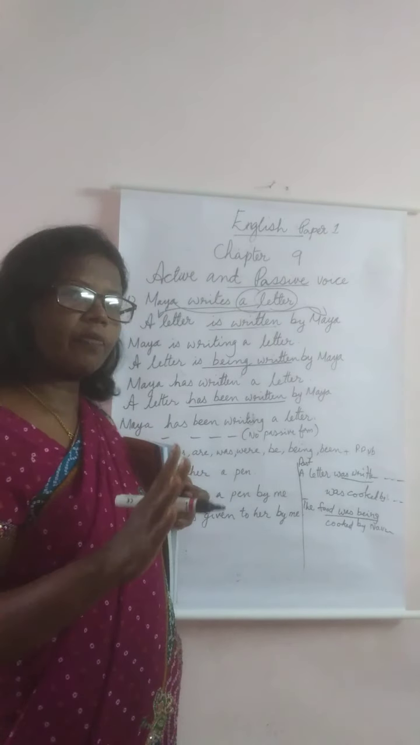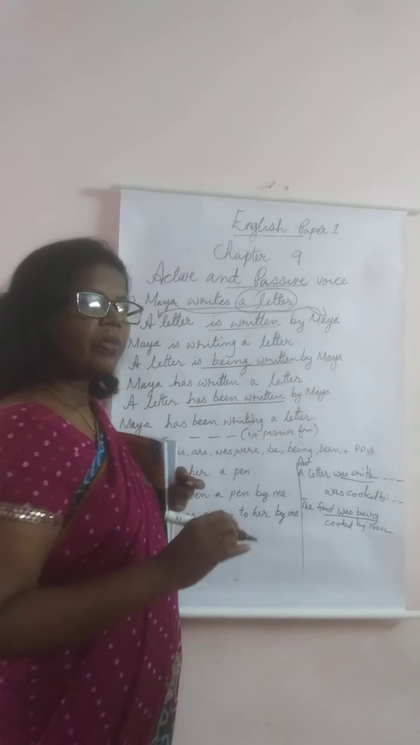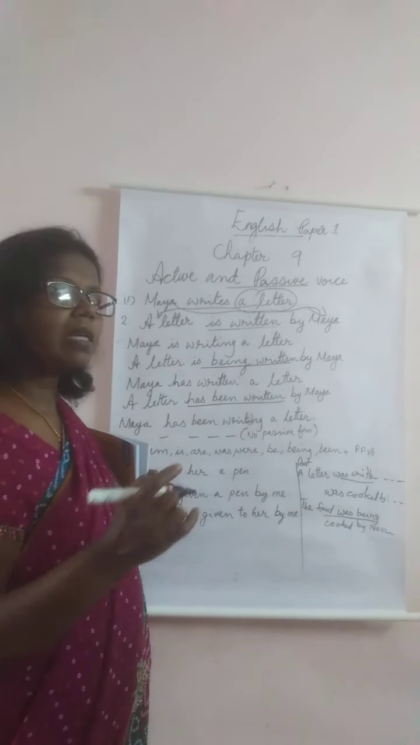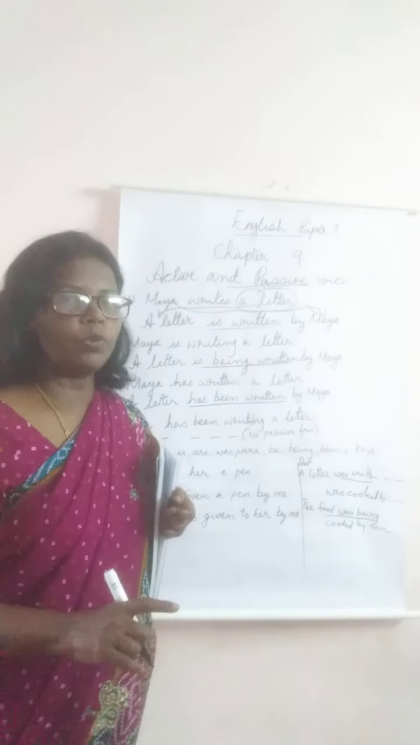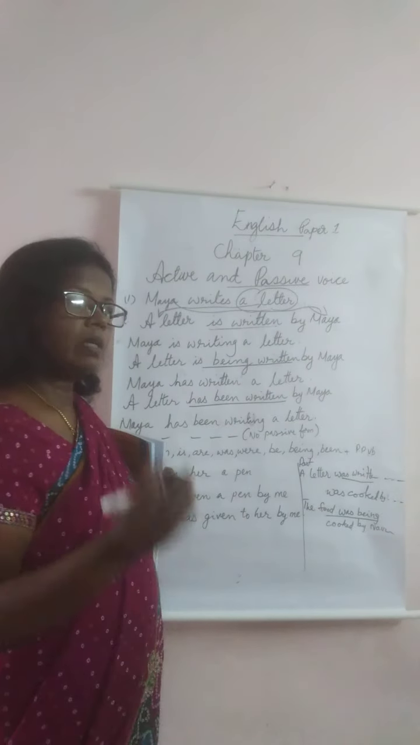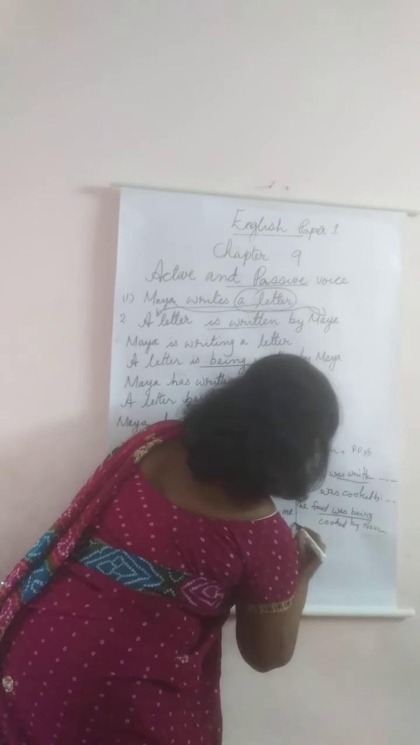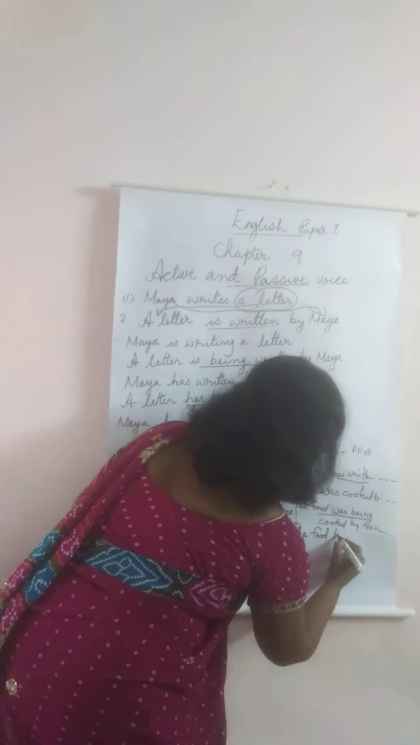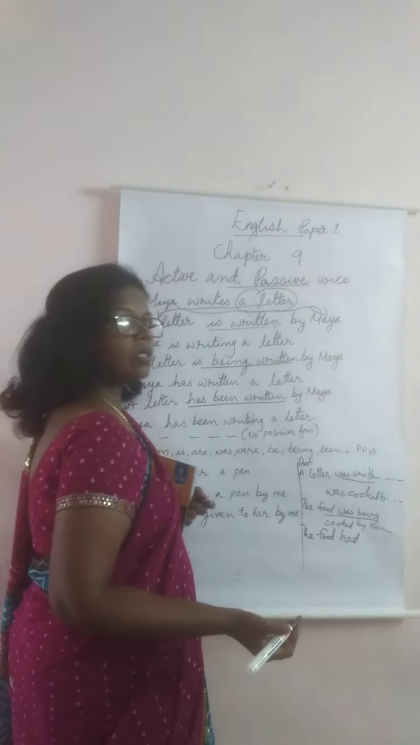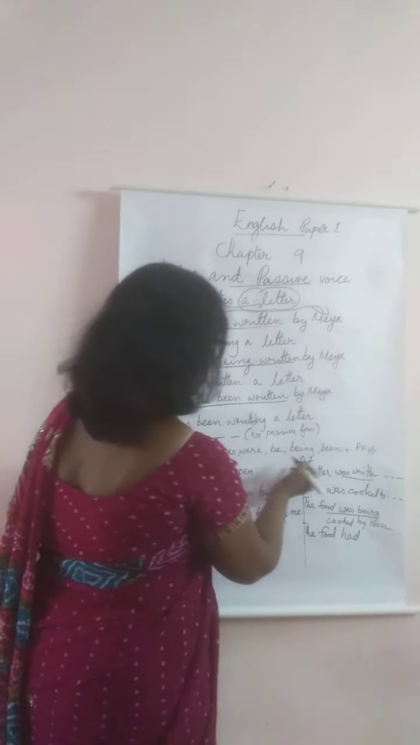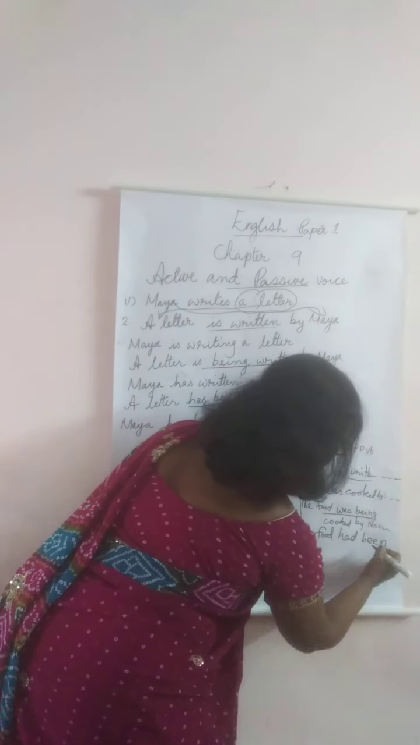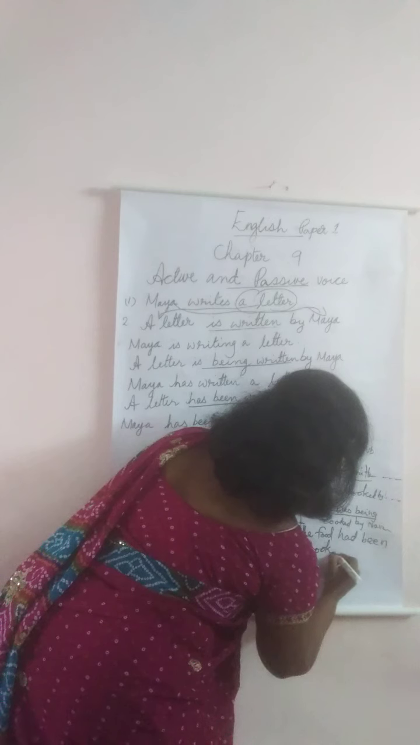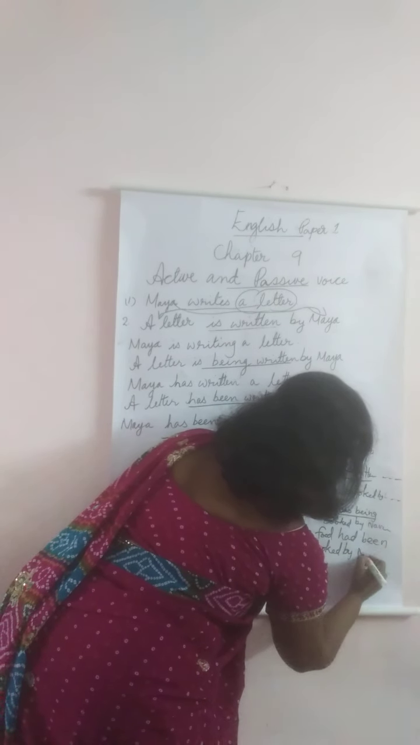So in past perfect, Naveen had cooked the food. In passive voice, the food had, then which word should be used? Been. Naveen had cooked, the food had been cooked by Naveen.